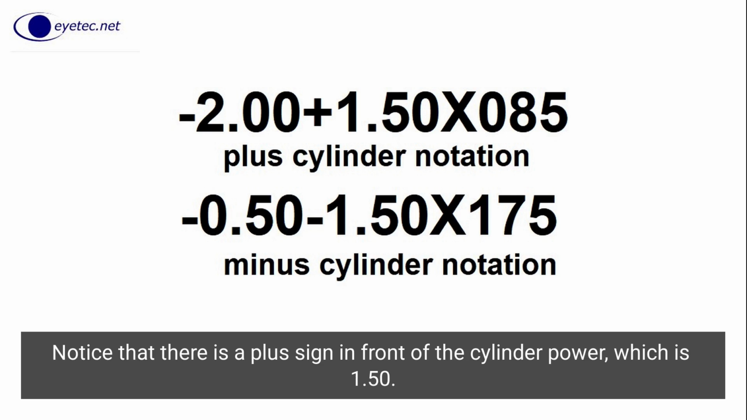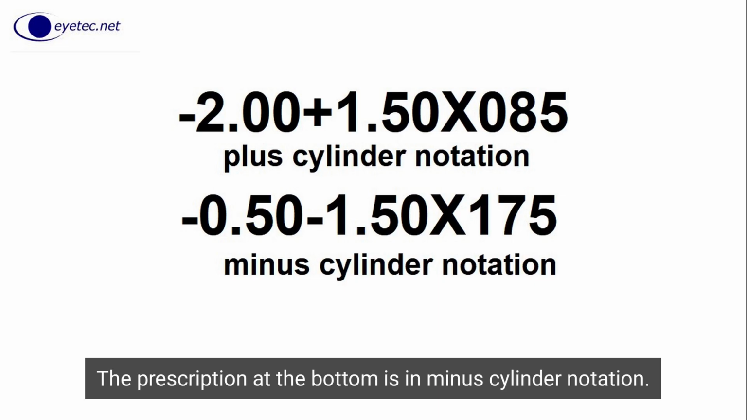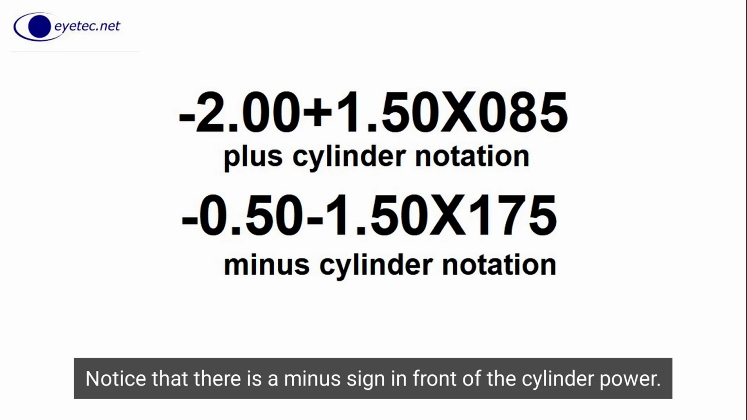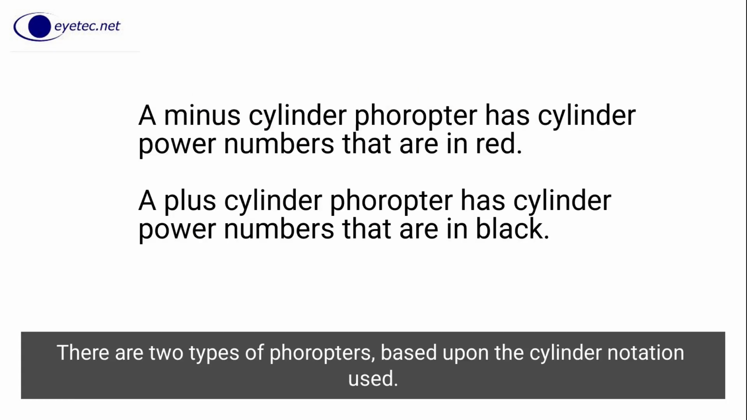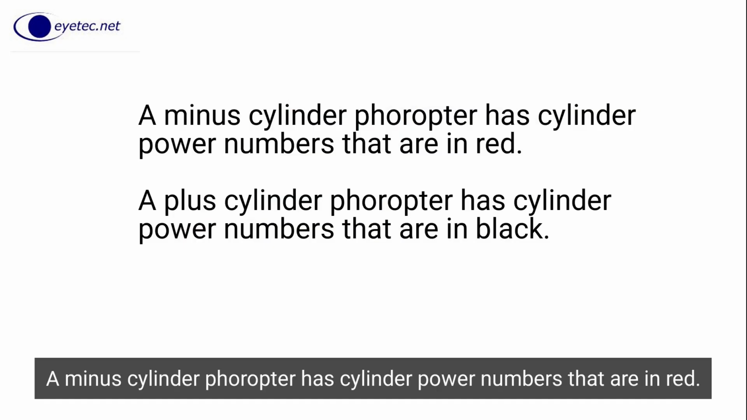Notice that there is a plus sign in front of the cylinder power, which is 150. The prescription on the bottom is in minus cylinder notation. Notice that there is a minus sign in front of the cylinder power. There are two types of phoropters, based upon the cylinder notation used. A minus cylinder phoropter has cylinder power numbers that are in red.